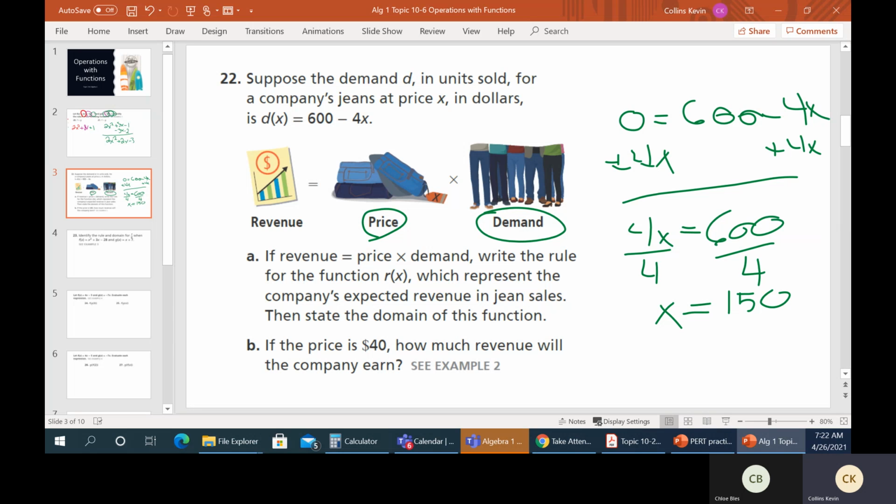So if the price of these jeans is 150 bucks, nobody's buying. Okay? And I agree with that totally, since I'm used to paying like 10, 12 bucks for a pair of jeans. I don't know about you, but okay.